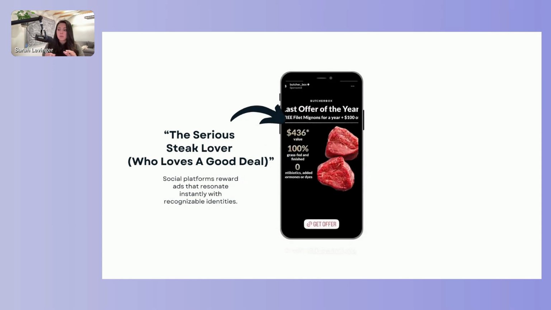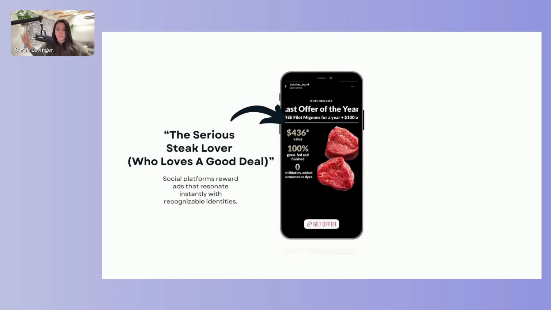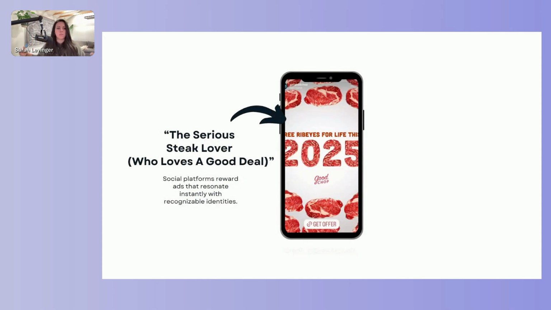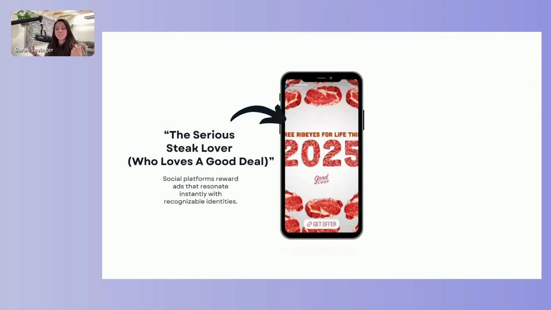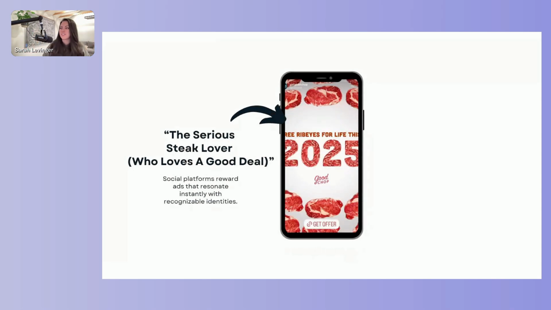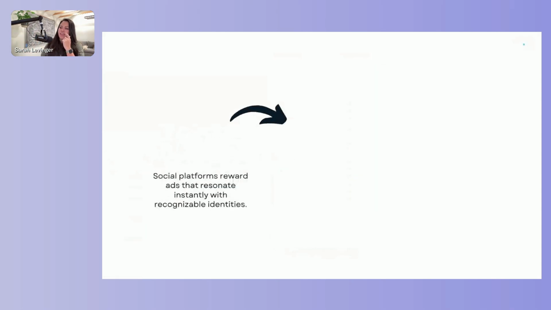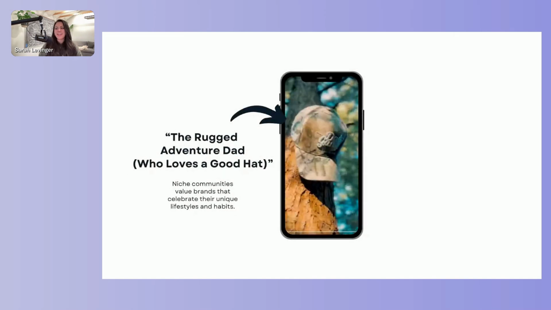So they're doing a great job really with working with the platforms as they already exist, right? Because the platforms are going to just continuously reward you with providing a good mirror. Like I said before, if you can resonate instantly with anybody's recognizable identity, you have a better chance of converting than anybody else. Okay. So last one here, the Rugged Adventure Dad. I absolutely love DadGang.